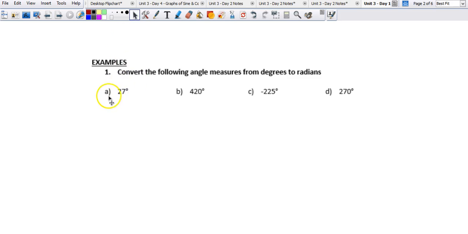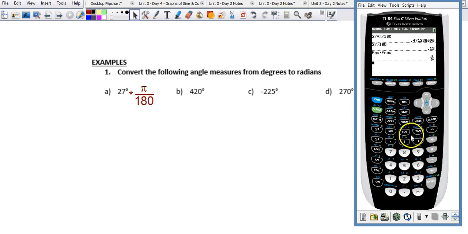So just kind of using these, these are all degrees around the circle. You'll notice that this says 420 and negative 225. So don't worry about the fact that they're not always going to be between 0 and 360 right now. Let's just focus on the number. In order to get that degree converted to a radian, I would have to multiply that by pi divided by 180.